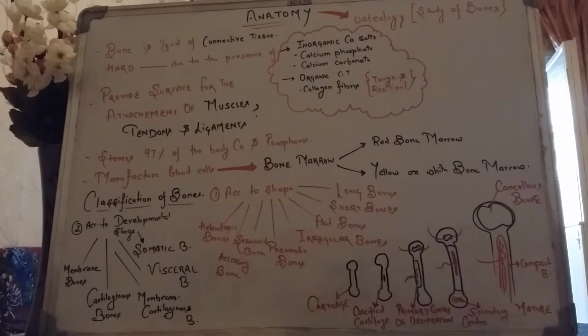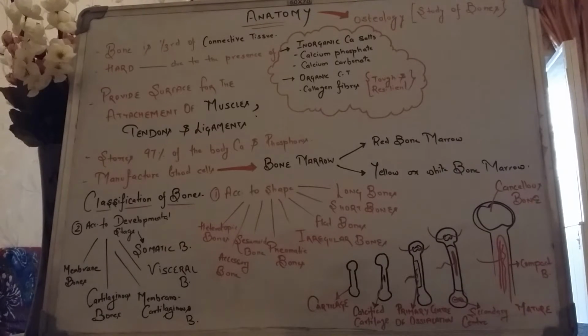Pneumatic bones. Basically, pneumatic bones are certain irregular bones that contain large spaces lined by epithelium, such as the maxilla, sphenoid, ethmoid, etc. These are part of the skull bones. They make the skull light in weight, help in resonance of air, and act as air conditioning chambers for the inspired air.